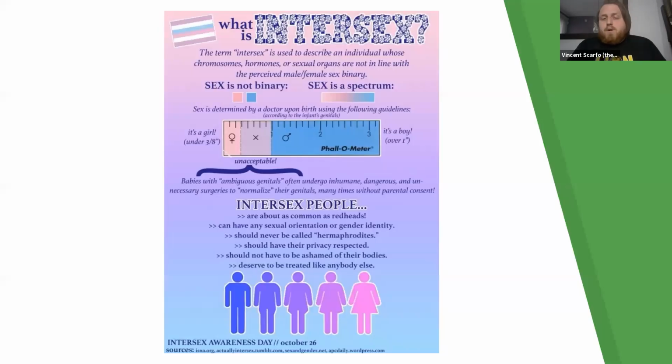Some other important things to talk about with intersex people: they make up 1% of the population. They're about as common as people who have red hair. So it's not really a small population. 1% sounds like a little, but that's over 7 million people. So it's quite a significant portion of the population.